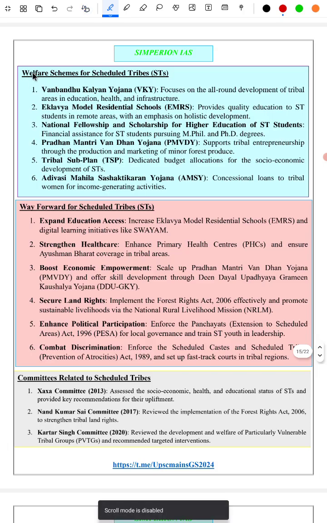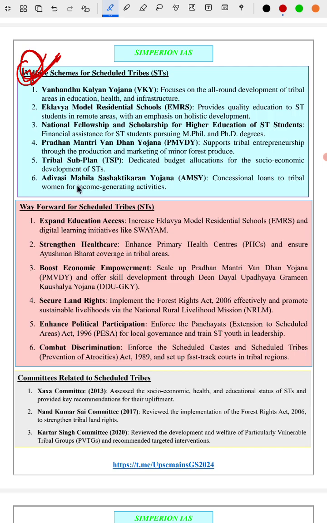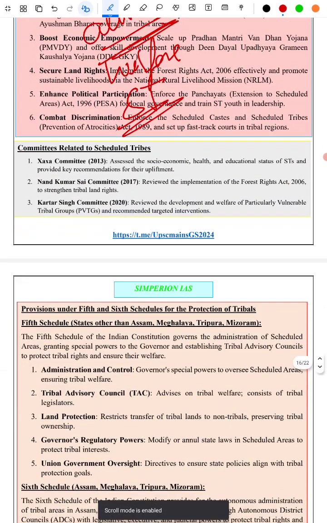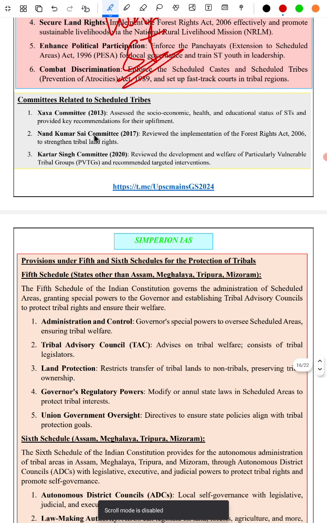Next, we have covered welfare schemes for the scheduled tribes. What are the steps already taken by the government? What is the way forward? What are the steps that can be taken to reduce atrocities against STs, or the steps that can be taken for the welfare of scheduled tribes? Next, we are given some important committees related to the ST: Kaka committee or Zagza committee, Nand Kumar Sai committee, and also Kartar Singh committee.